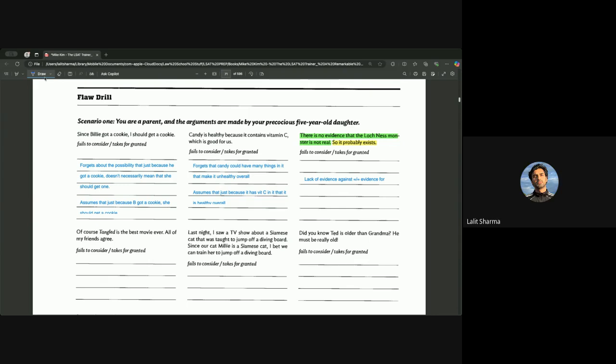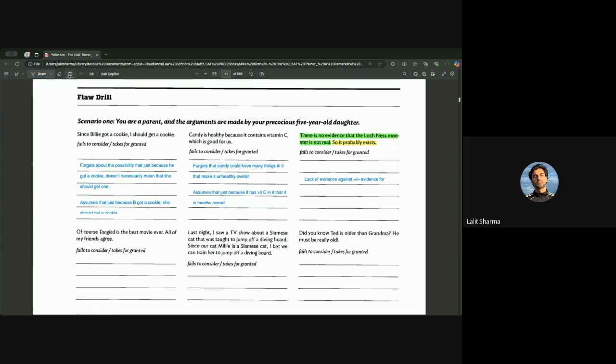I'm sure you could think of other examples, but there's no evidence saying that aliens don't exist, so aliens probably exist. Well, I don't know. Aliens might exist, but that's not a good reason for believing it. Yeah. Okay.